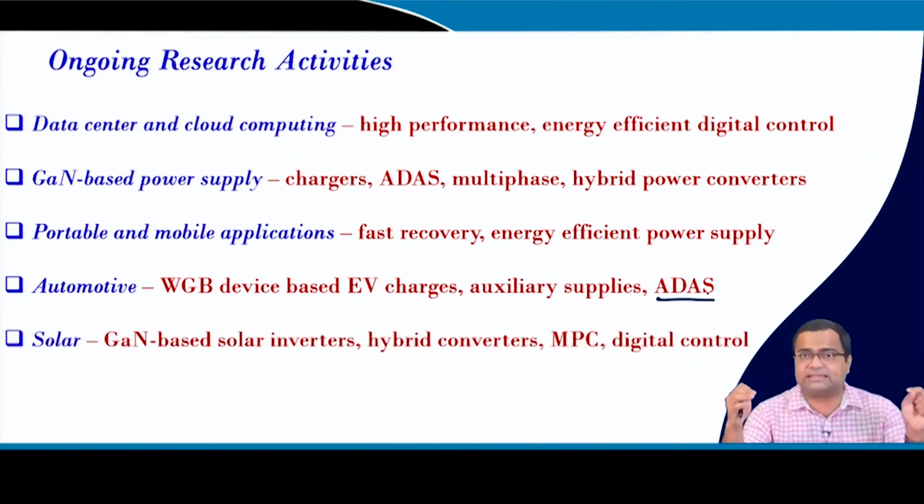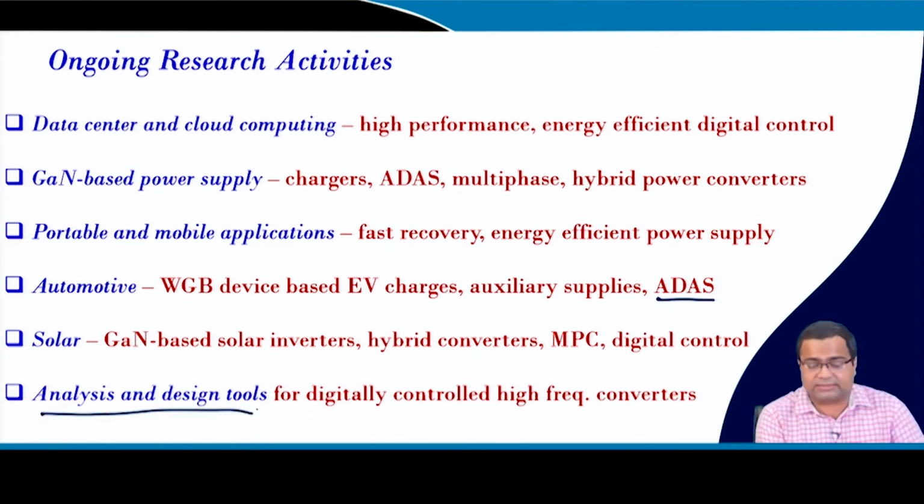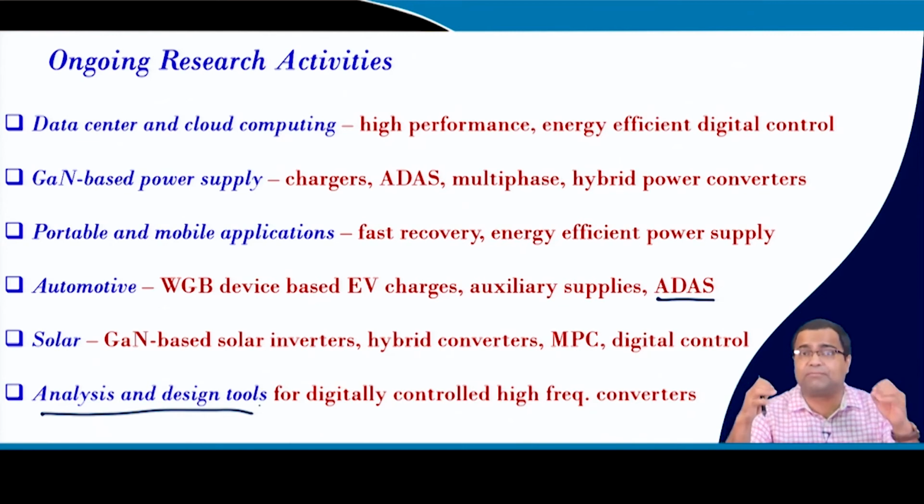We are also working extensively on GaN based solar inverters, hybrid converters, model predictive control as well as digital control, to provide energy efficient, stable solutions for solar integrated renewable or microgrid systems. We have also been working on analysis and design tools for digitally controlled high frequency converters. We identified and reported for the first time that there are a lot of stability issues due to the current sampling effect in digital control, and we have also developed solutions to overcome that, which may be useful for many other converter topologies and control techniques.